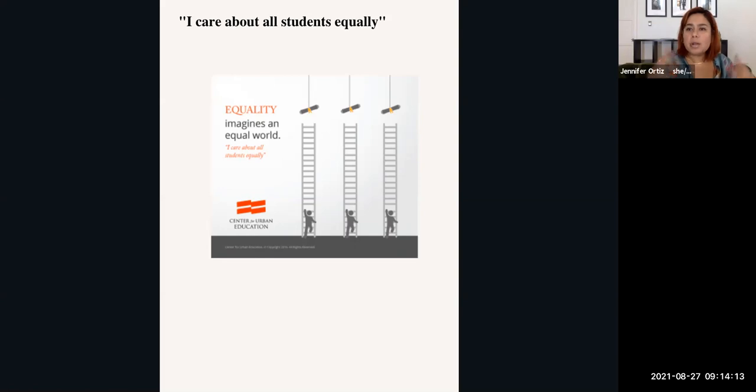So the term equality really does imagine the world is equal. And at least when I started teaching, I remember saying things like, I wanna make sure I'm treating all students fairly and equally. I don't wanna give students quote unquote preferential treatment. And in thinking this way, I felt like I was being fair to all students. But in my ignorance, I wasn't acknowledging the fact that we do not live in a world that's equal. Not everybody experiences the world the same way.